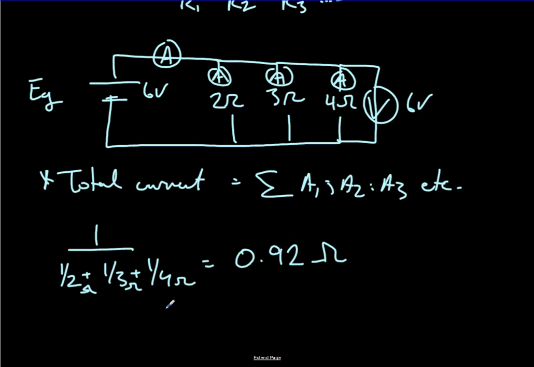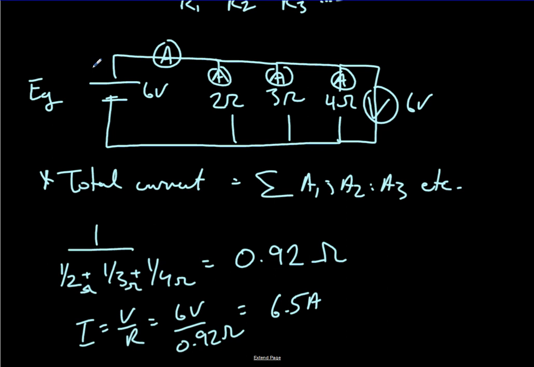So now we'll go I equals V over R. Let's find out the current. So we've got 6 volts, 0.92 ohms. So we're probably just over about 6.5 amps. So there's 6.5 amps leaving and 6.5 amps coming back. Remember, amps is coulombs per second. Okay?